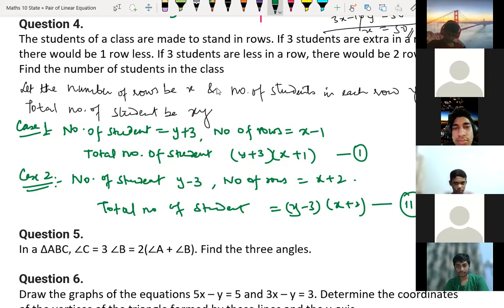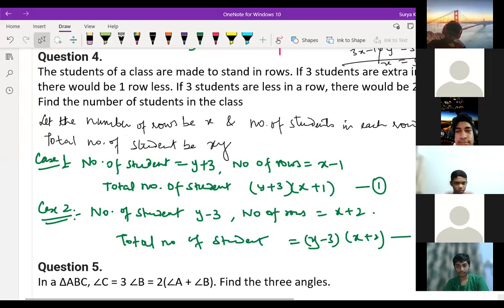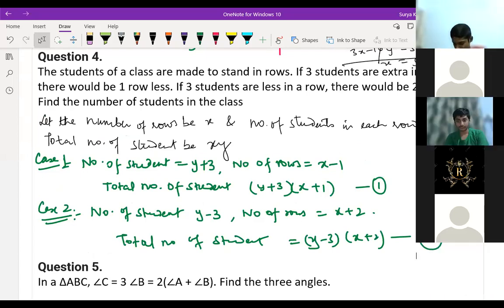So you should solve these 2 equations, children. You'll get the answers. Okay. Is it clear? You can solve. Yes, sir. Others, you can solve these questions.